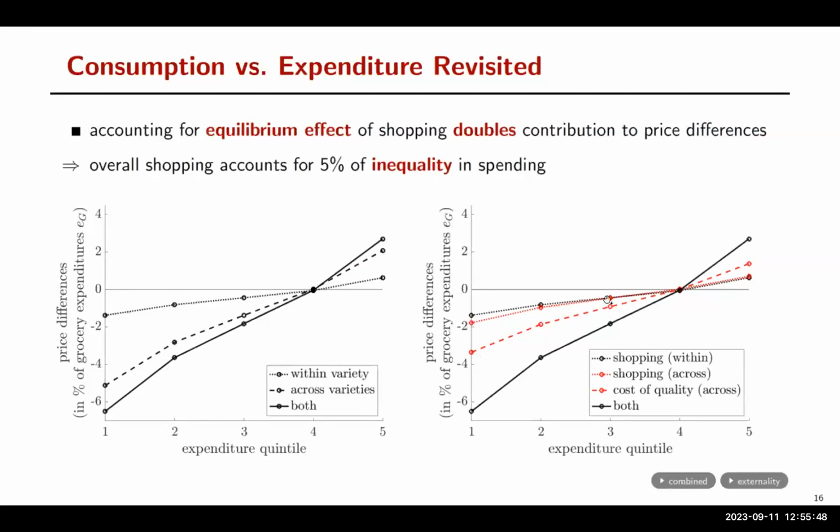And you can see that this line is roughly as important as the black dotted line, which are differences in prices paid for exactly the same item, which is the direct effect of differences in individual search effort. Okay, so in this sense, the equilibrium response of retailers to differences in households' shopping behavior doubles how much these differences in shopping reduce consumption inequality relative to expenditure inequality. Okay, I'm saying consumption inequality relative to expenditure inequality, knowing full well that, at the end of the day, there's a disutility attached to these differences in shopping effort.